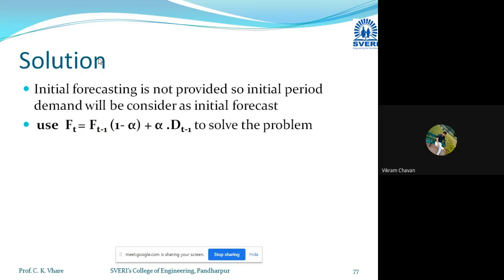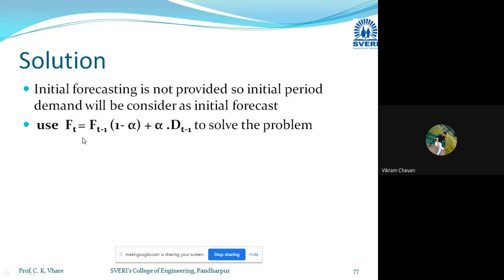Okay, so initial forecasting is not provided in the problem. As we have seen in the last problem, initial forecasting for the September month was provided, but in this problem such an initial forecasting is not provided. So in that case, whatever the initial period demand, we have to consider as the initial forecast. Now the whole problem depends on only one formula, that is nothing but what?